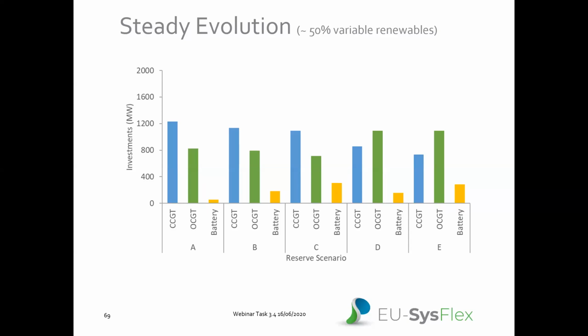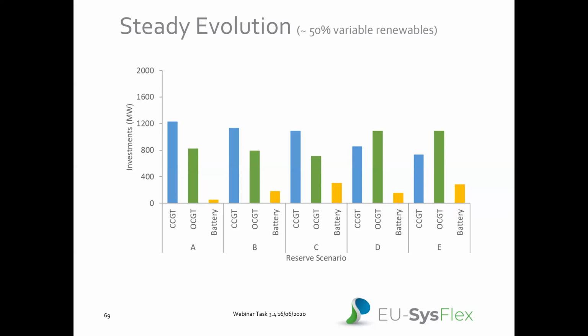Very low levels of investments in batteries occurred despite the high levels of renewables that we're considering and the detailed chronology. So load shifting alone does not justify significant investments in batteries for the steady evolution scenario. When we move to reserve scenarios B to E, there's a shift to more flexible technologies.